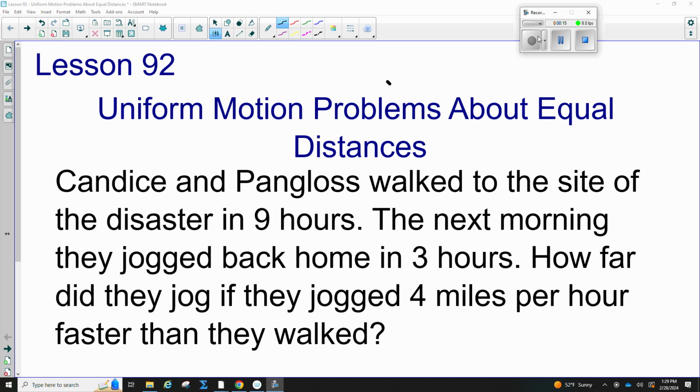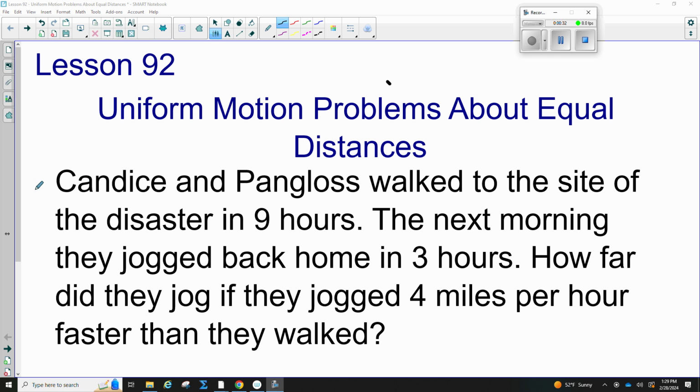So the first type of uniform motion problem is equal distances. All of them that we're doing today are going to be equal distances. Eventually we'll have distances that add to a certain distance, or we'll have unequal distances, okay? But all of them today will be equal.